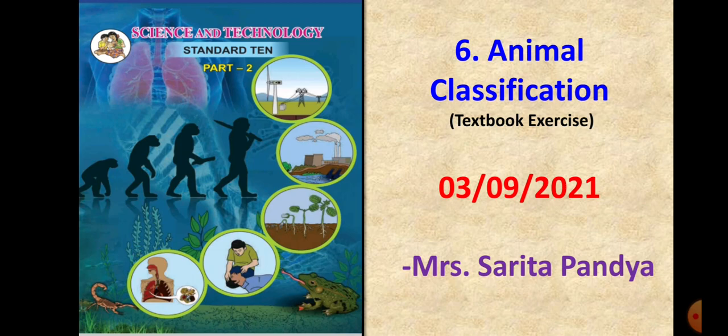So, let's start with the textual exercise of lesson number 6, Animal Classification. The very first question is identify me. They had given the characteristics and we have to identify the phylum or the animal. The very first one is A. I am diploblastic and acoelomate. Which phylum do I belong to? That is, the coelom is absent and diploblastic means two germ layers are present. So it is the phylum Coelenterata or Cnidaria.